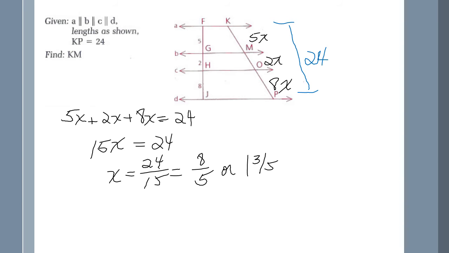Now, we are trying to find KM. So KM equals 5 times 8/5. We'll keep it as an improper fraction. That's an easier way to solve. These cancel. So KM equals 8.